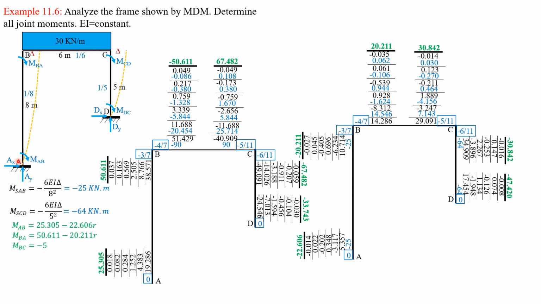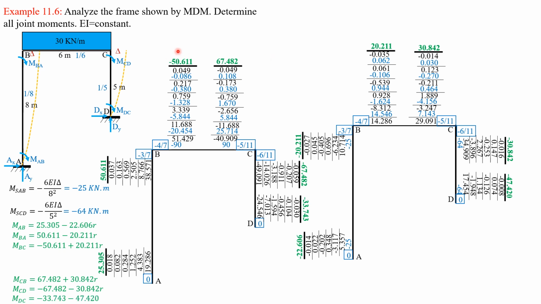So considering the free body diagram of AB, summation moment B equals 0. So AX times 8 equals MAB plus MBA. So that makes it easy. So therefore, AX is 1/8 of quantity MAB plus MBA. Likewise, summation moment C equals 0 for CD, DX times 5 equals MDC plus MCD. Therefore, DX is 1/5 of quantity MDC plus MCD, and that is 0.